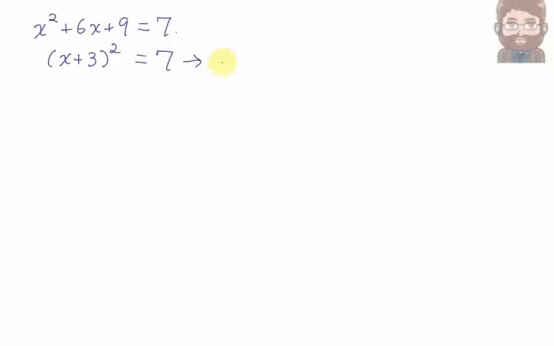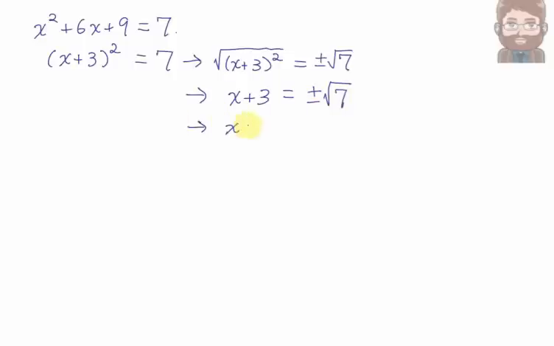As before, we will apply the square root to both sides. The square root of x plus 3 squared is plus or minus radical 7. And simplifying, we have that x plus 3 is equal to plus or minus radical 7. Or in other words, x is equal to negative 3, subtracting 3 from both sides, plus or minus radical 7. So again, if we have a square on the left-hand side, solving these equations isn't so bad.